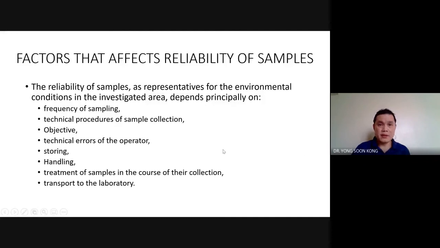Anyway, the next one is selecting a sampling approach. How do you do your sampling? Factors that affect the reliability of samples, as you have probably learned in air sampling, include the frequency of sampling. In this case, the bigger the sample size, the more precise, because once you have many samples, you can see the fluctuation, and you can use statistics to remove those fluctuations, and in that way you get more precise data.